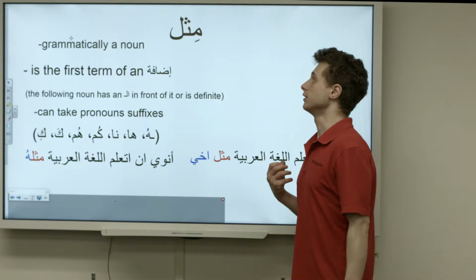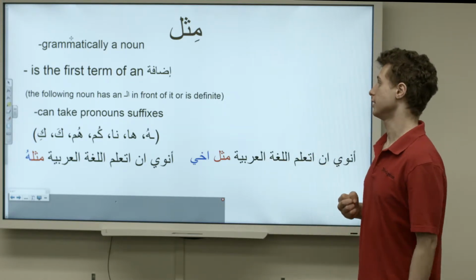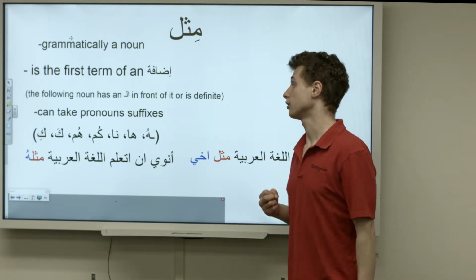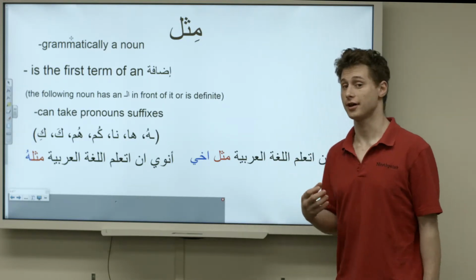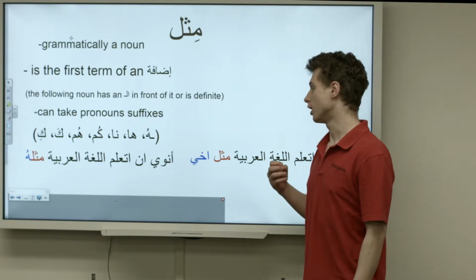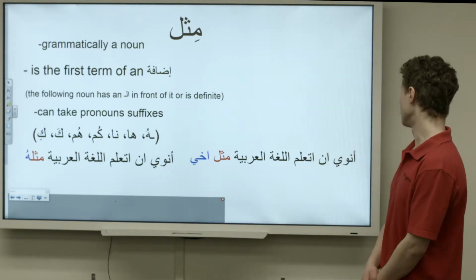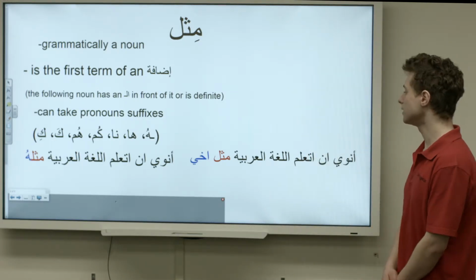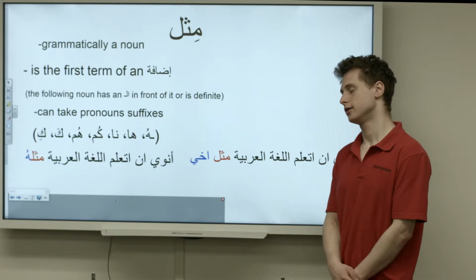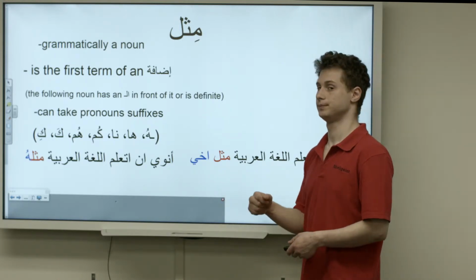So the first one is going to be mithal. So grammatically it is a noun, and it is the first of an idafa. So this means that anything that follows after it is a definite noun. So that means it either has an al in front of it or it has a pronoun suffix at the end implying ownership. So أنوي أن أتعلم اللغة العربية مثل أخي. I intend to learn Arabic like my brother.